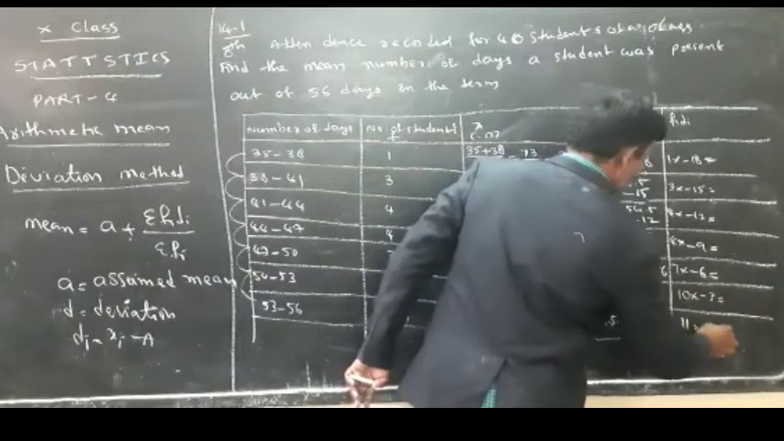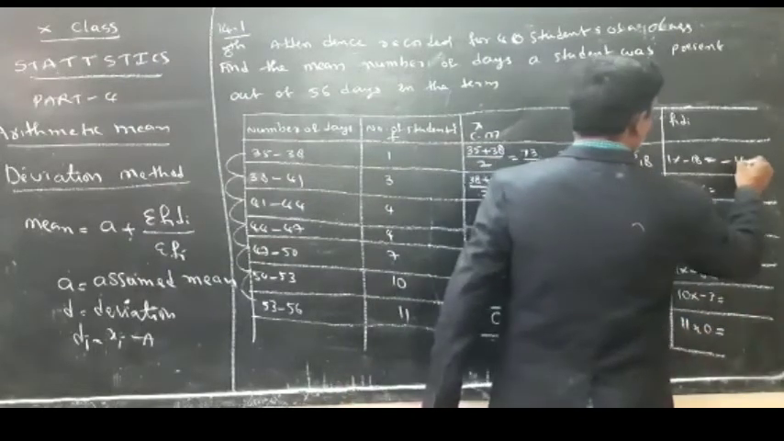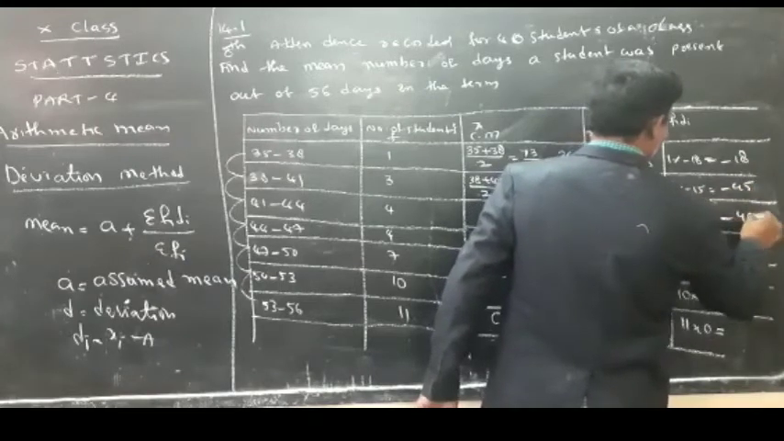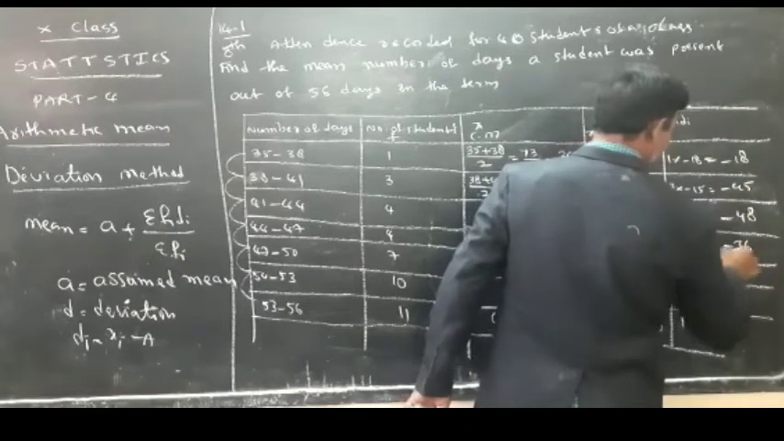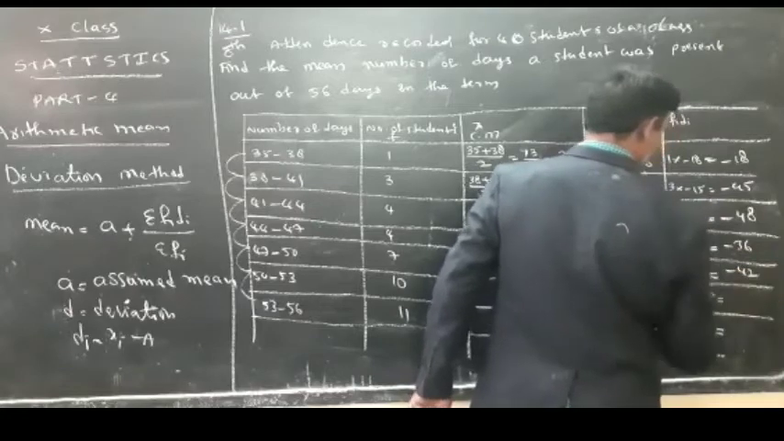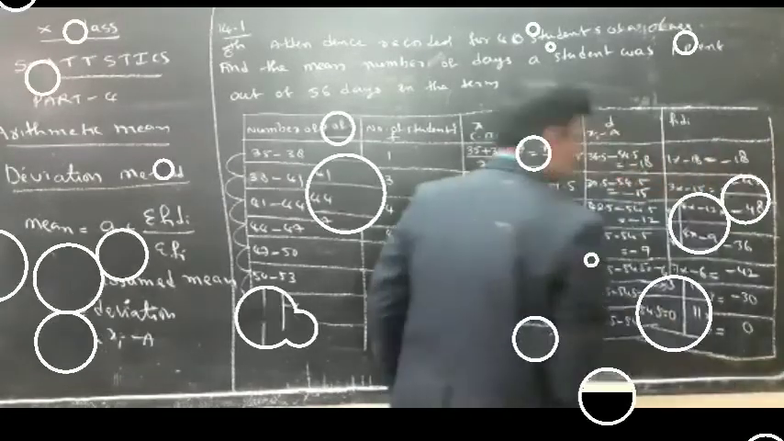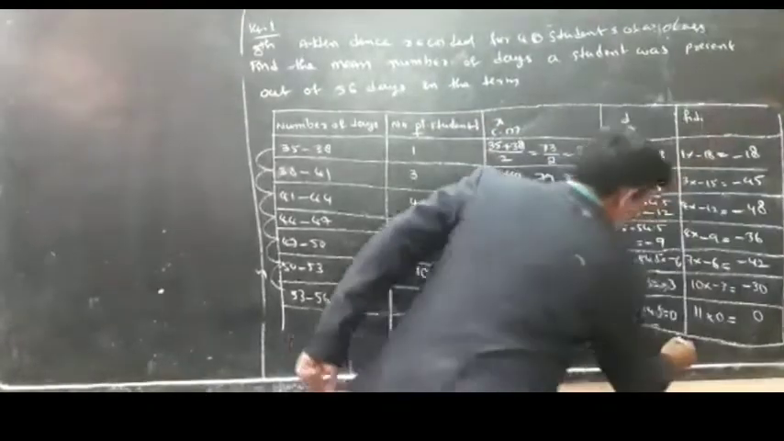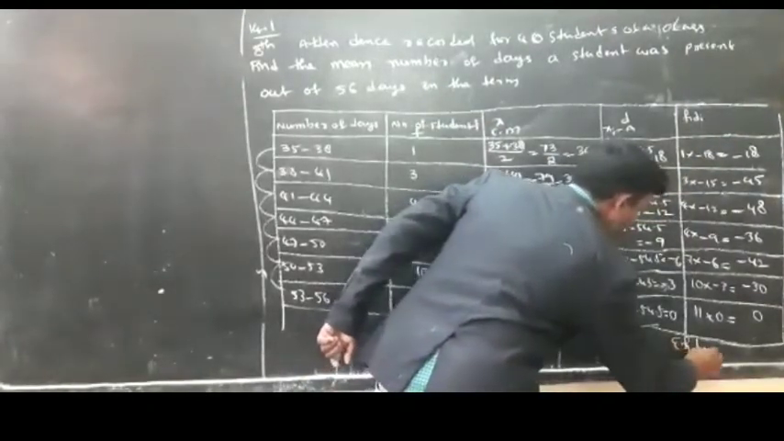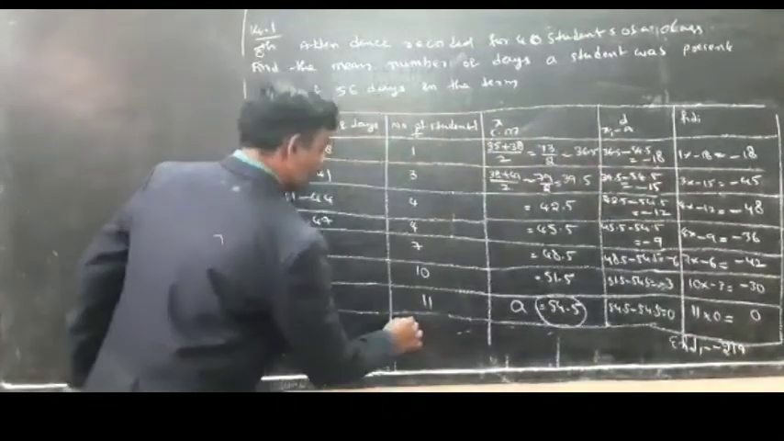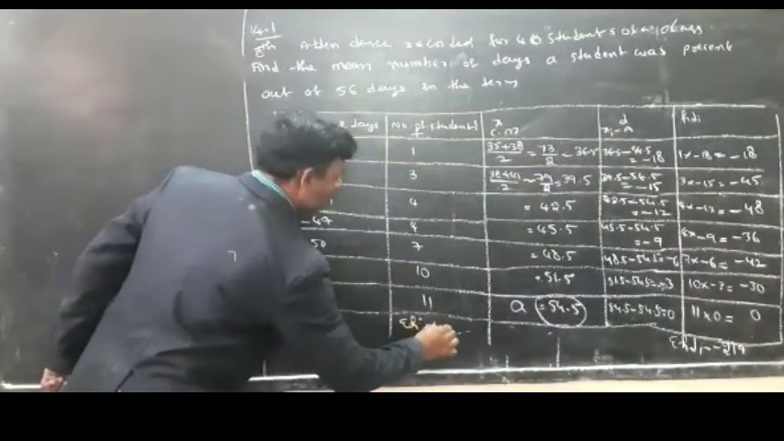Next, 11 into 0. Minus 18, minus 45, minus 48, minus 36, minus 42, minus 30 and 0. Sigma fi di is nothing but minus 219 and sigma fi is equal to 40.